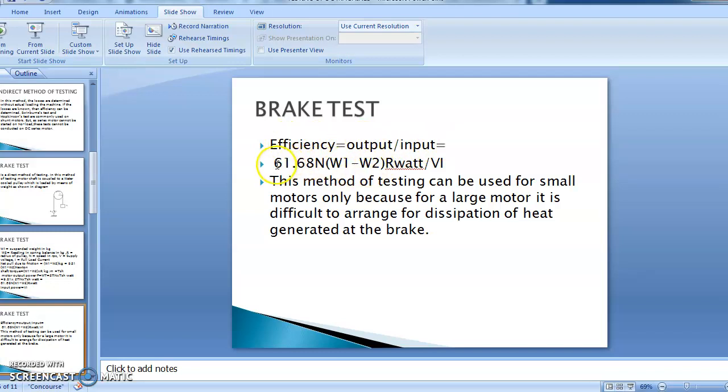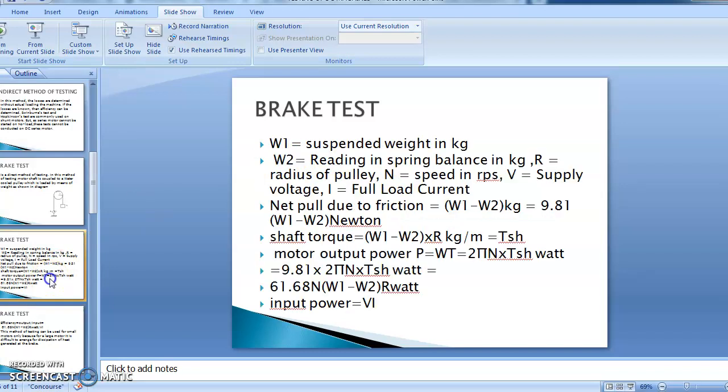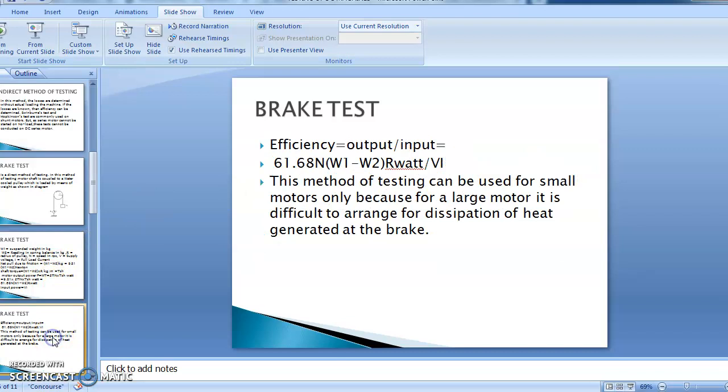So what is our output? This is specifically the output as we have calculated. I have shown you in the previous slide. Now that will be divided by input voltage into current. Now from this test we can calculate directly the efficiency of the machine, but the method is not applicable in case of large size of motor.